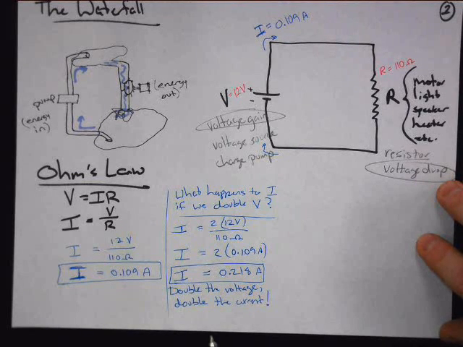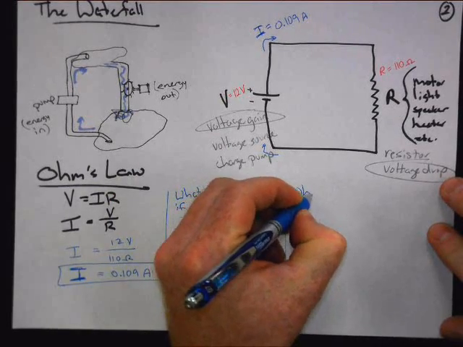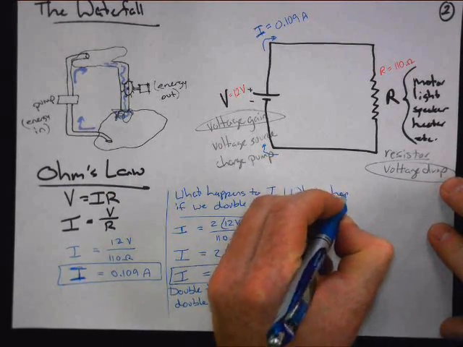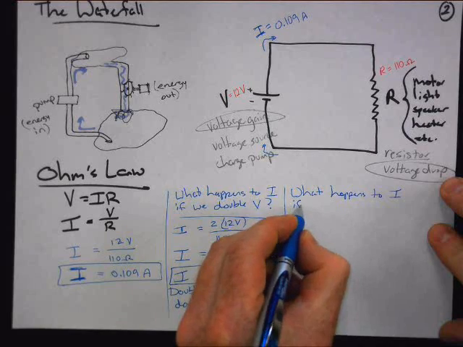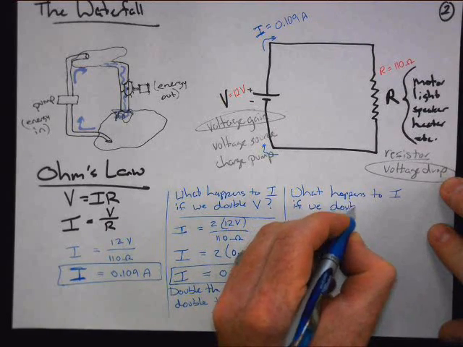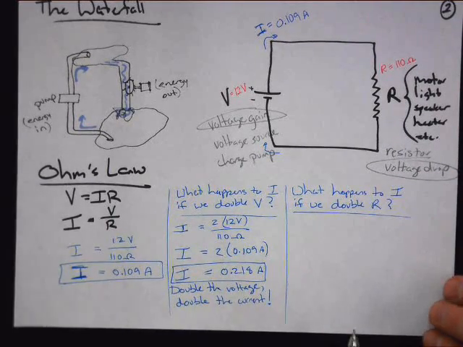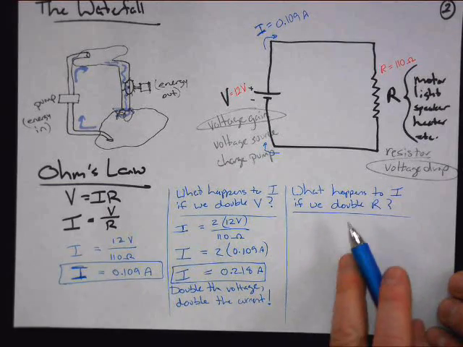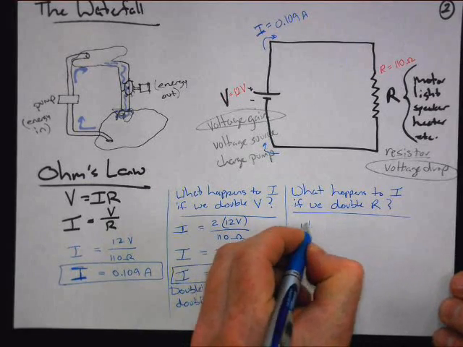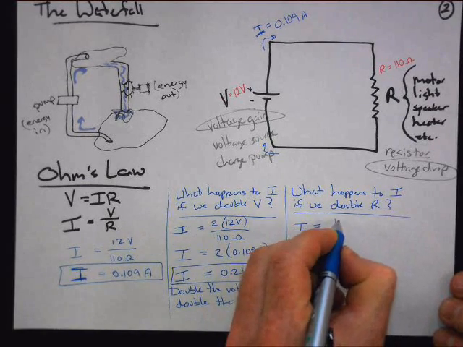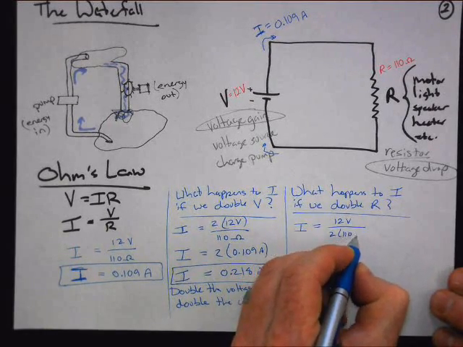But what happens if we double the resistance and keep the voltage the same? So let's check that out. What happens to current if we double resistance? New question. And we're going to keep the voltage the same as it was originally, so voltage will still be 12 volts. Okay, so I still have the same relationship, and I'm going to have the same 12 volts, but now I'm going to double the resistance. So 2 times 110 ohms.